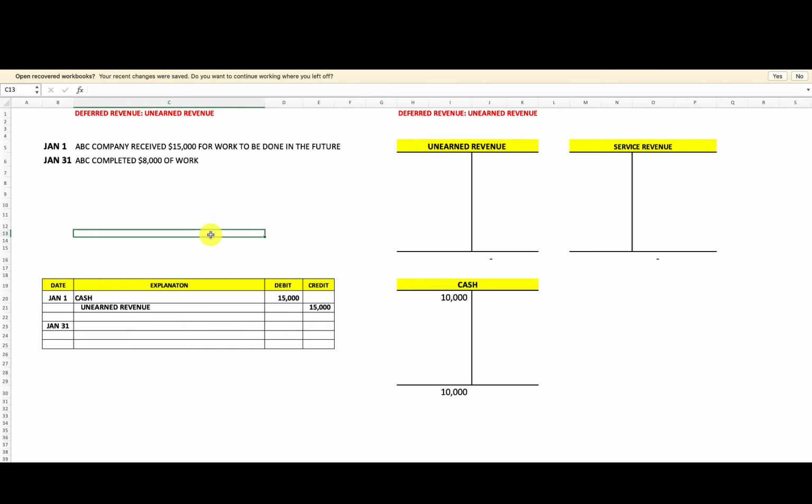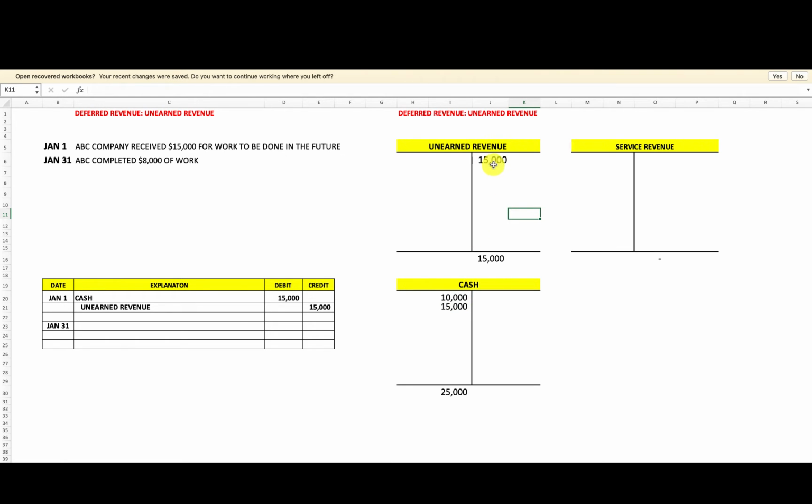So here we have 15. So cash, I'm going to put in 15,000 for cash. Okay, that is my debit. And I'm going to put in 15,000 here on the credit side. That is my credit. Okay, so now I have cash of 25,000 because again, this 10,000, I gave you that number. That's our starting cash. So we added 15 to it.